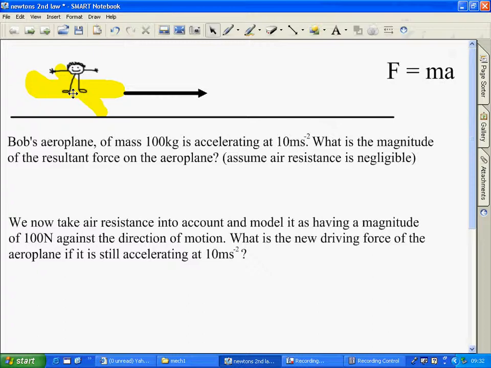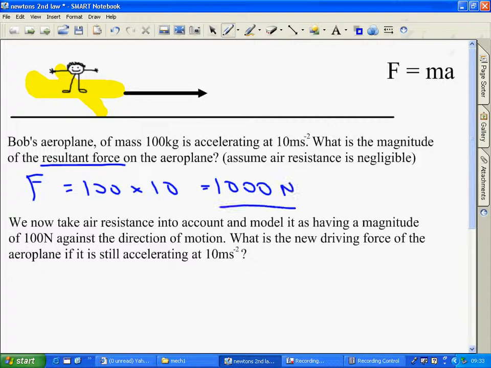So, using Newton's second law, the resultant force, which would really be the driving force of the engine, is equal to his mass multiplied by his acceleration, which is 1,000 newtons. Okay, pretty simple really. Let's look at the next one.